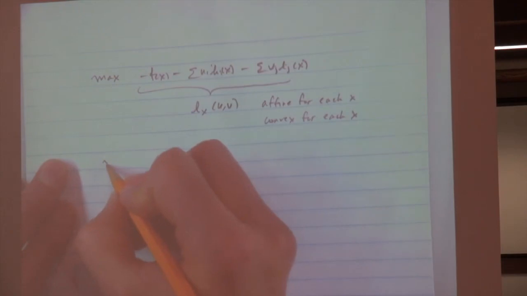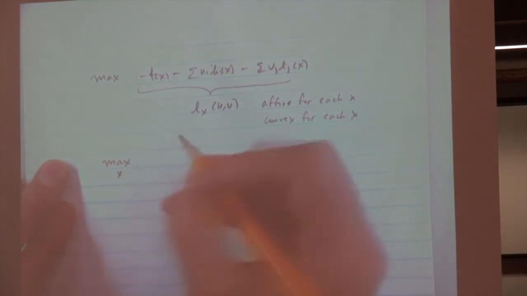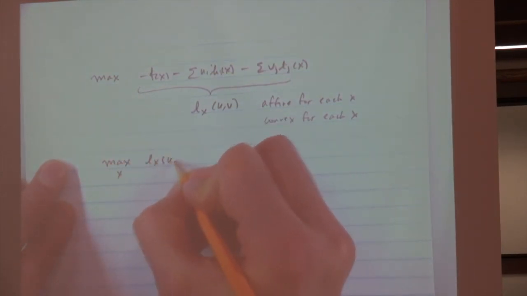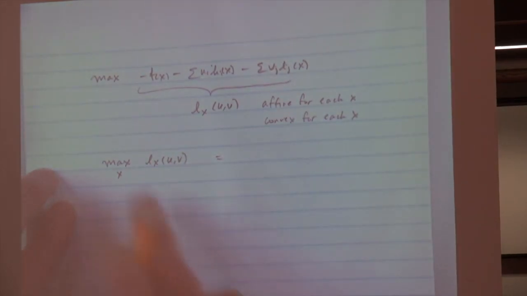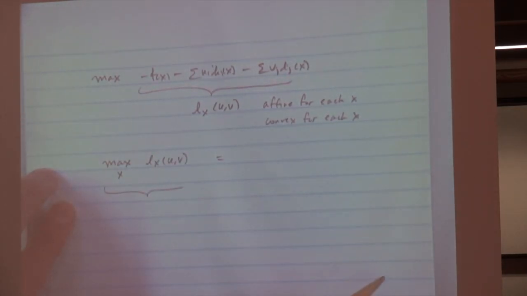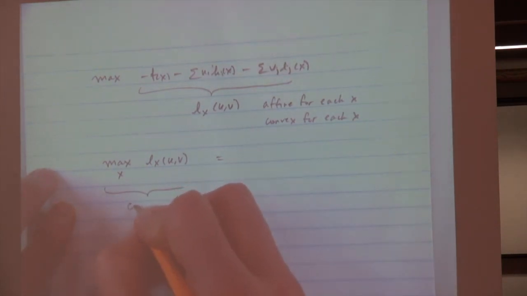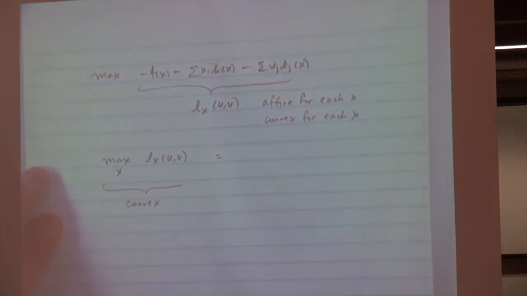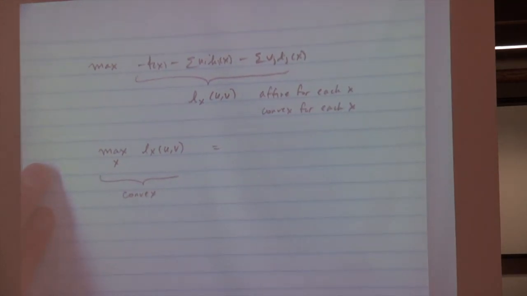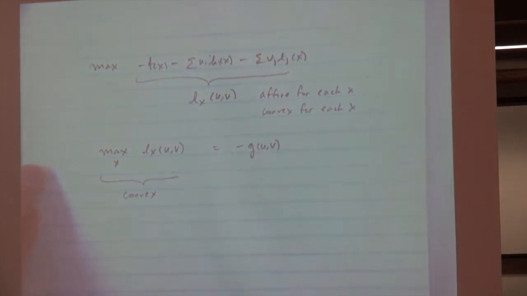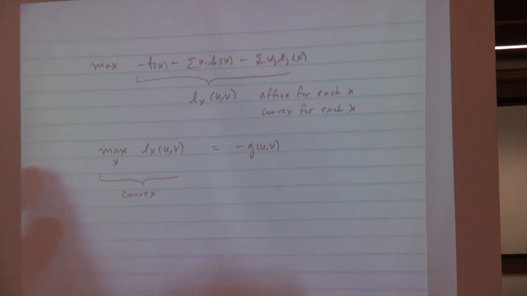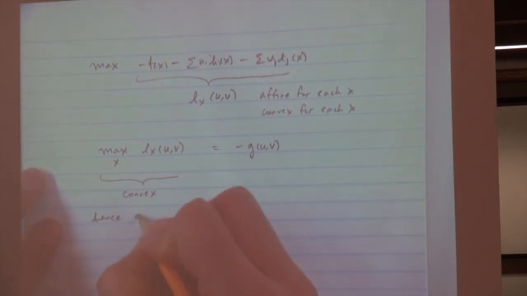So now I'm going to maximize over a bunch of x, L sub x of u, v. And I'm going to call this function something else. What is this as a function of u and v? Pointwise maximum of convex functions is convex. That trick we've learned several times and used several times. And this is just equal to minus g of u, v as we've written it, right? Hence, g of u, v is concave.